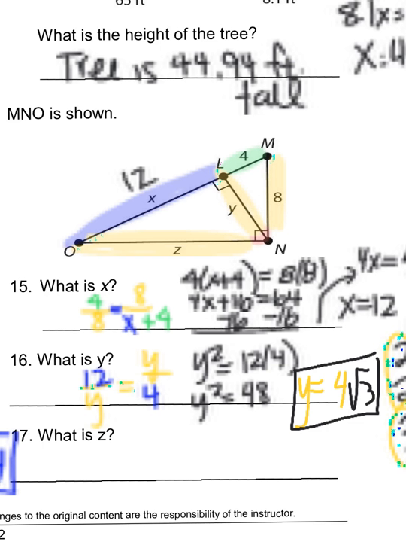Last, I need to set up for z. So z becomes my mean this time, and my extremes will be the number that's closest to z, which is 12, and the entire length, which is 16.